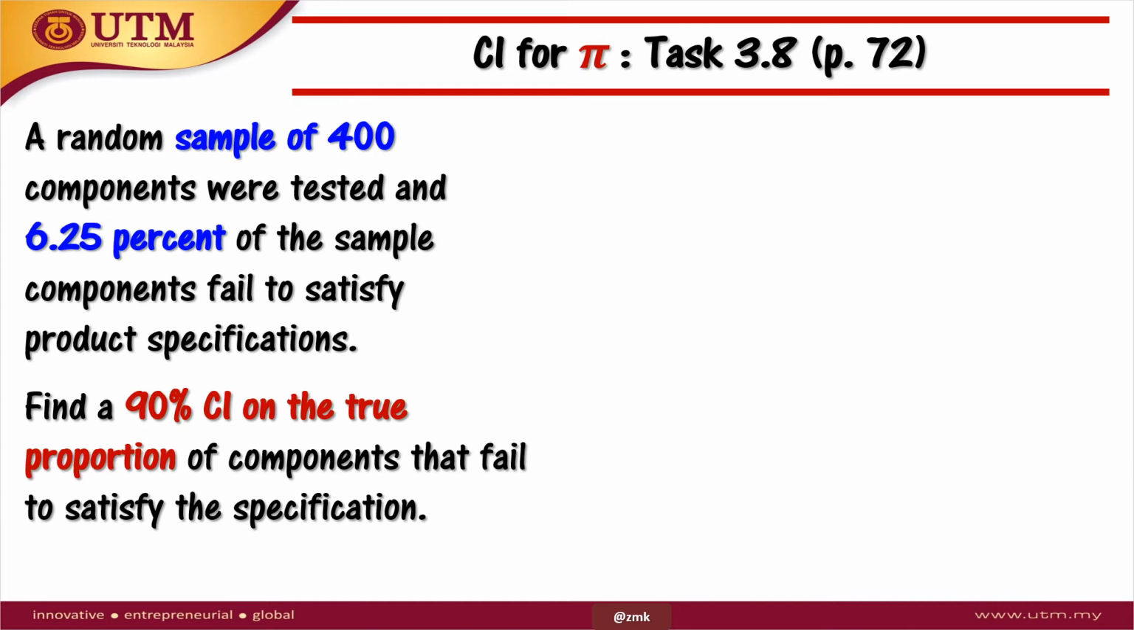As we can see here, 6.25% is another way to express the proportion of the sample, which can be expressed as 0.0625.